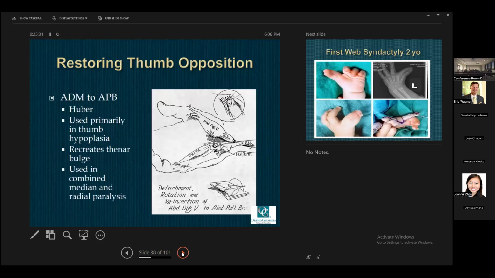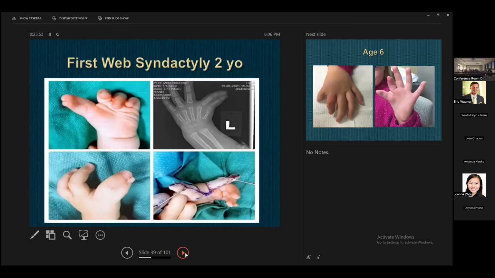And then we have the Huber transfer. I'm sure when y'all rotate with children, you probably see this, I would hope, a good bit. Used primarily in thumb hypoplasia, it recreates a thenar bulge, and it can also be used in combined median and radial paralysis for some mixed brachial plexus type injuries.